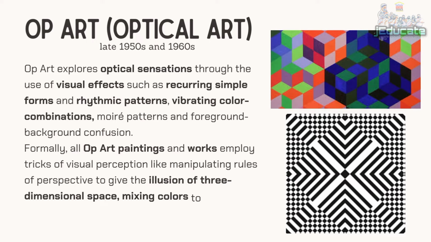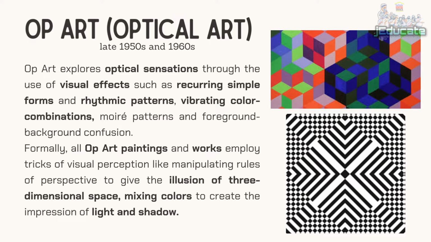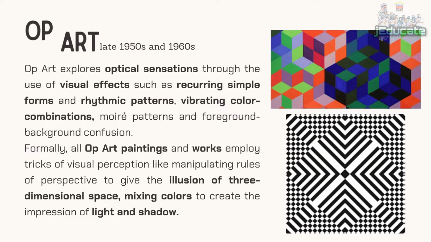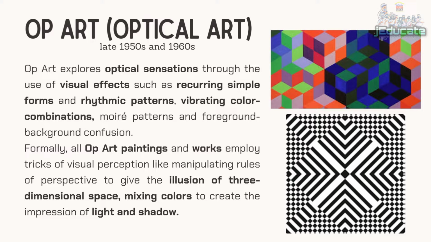Op art explores optical sensations through the use of visual effects such as recurring simple forms and rhythmic patterns, vibrating color combinations, moire patterns, and foreground-background confusion. Formally, all op art paintings and works employ tricks of visual perception, like manipulating rules of perspective to give the illusion of three-dimensional space, and mixing colors to create the impression of light and shadow.